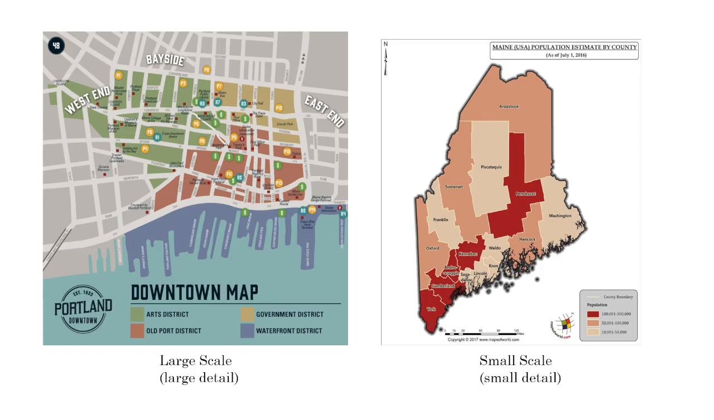What would be a smaller scale map than this map of Maine here? A smaller scale map would be a map of the whole United States. A smaller scale of that would be a map of North America. A smaller scale map would be a map of the world.